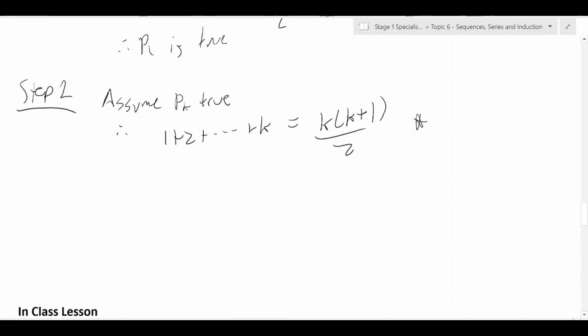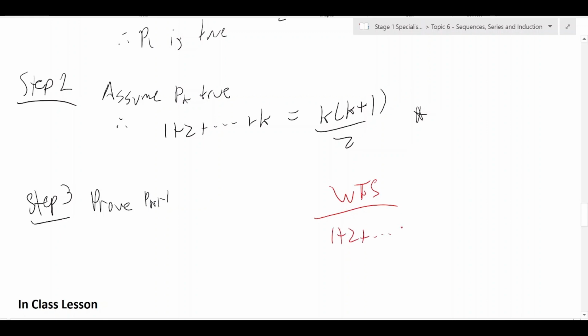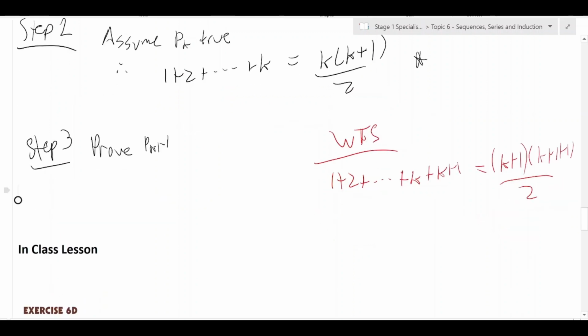And usually I'll label this with a star. Step 3, prove P(k plus 1). So what do I want to show? Want to show that 1 plus 2 plus up to k plus 1 equals (k plus 1)(k plus 1 plus 1) over 2. So here's how we do it. We start from the left hand side. 1 plus 2 plus up to k plus 1.